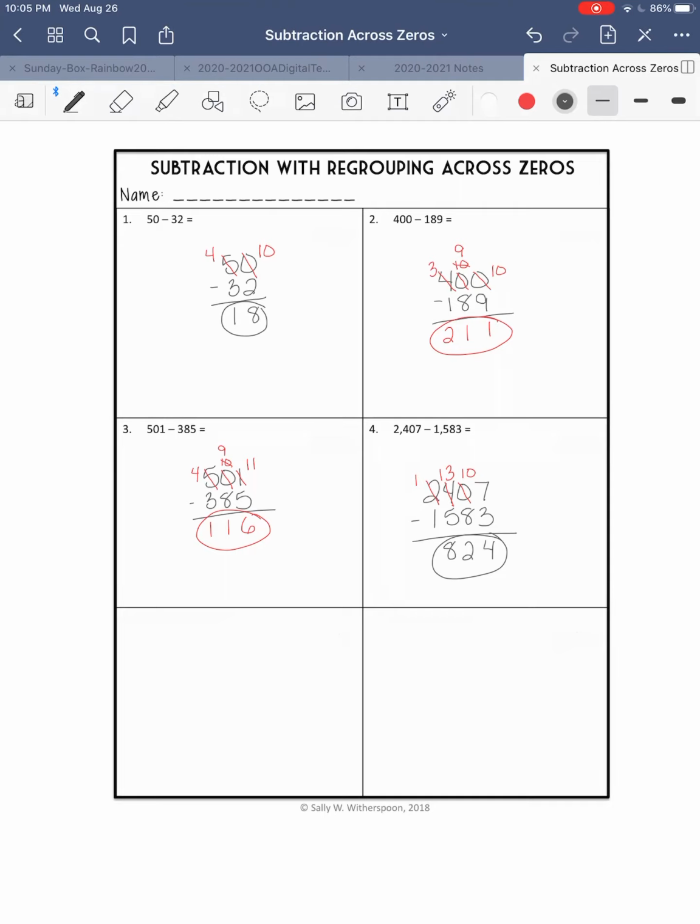Now you're going to do some on your own. On the back side of this page, there's some more for you to practice.